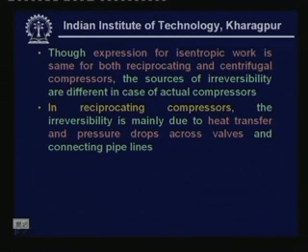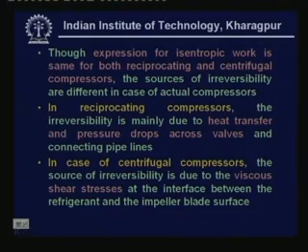In reciprocating compressors, the irreversibility is mainly due to heat transfer and pressure drops across valves and connecting pipelines. So what is the difference between an ideal isentropic compressor and an actual compressor? The difference lies in the irreversibilities. If you remember, in a reciprocating compressor, the irreversibilities are mainly due to heat transfer from the compressor to the surroundings and from the compressor to the refrigerant or from the refrigerant to the surroundings. This is an irreversible process. In addition, we also had irreversibilities due to pressure drops across the suction and discharge valves and across the connecting pipelines. These are the major sources of irreversibility in a reciprocating compressor.